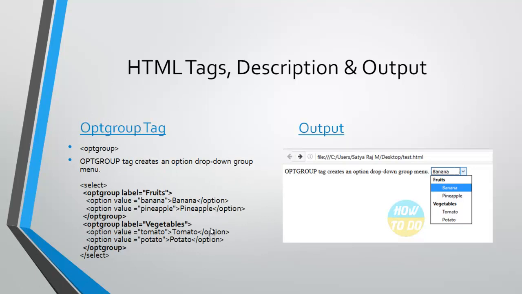Next comes the opt group tag. The opt group tag creates an option drop down group menu. So if you are giving the complete syntax in this way, this is the output that we're going to get for the opt group tag.